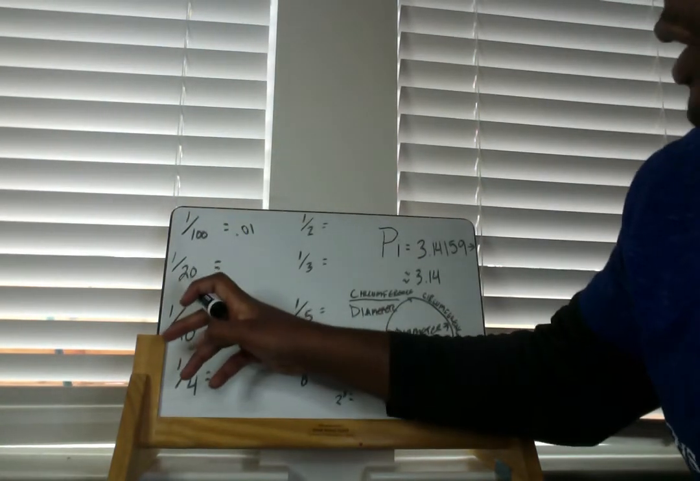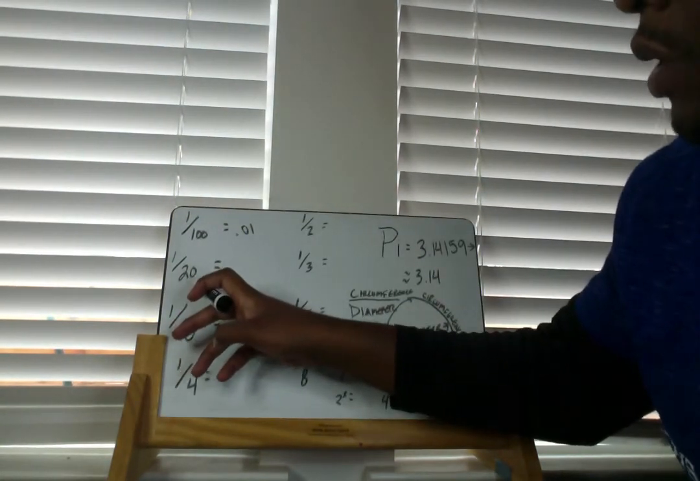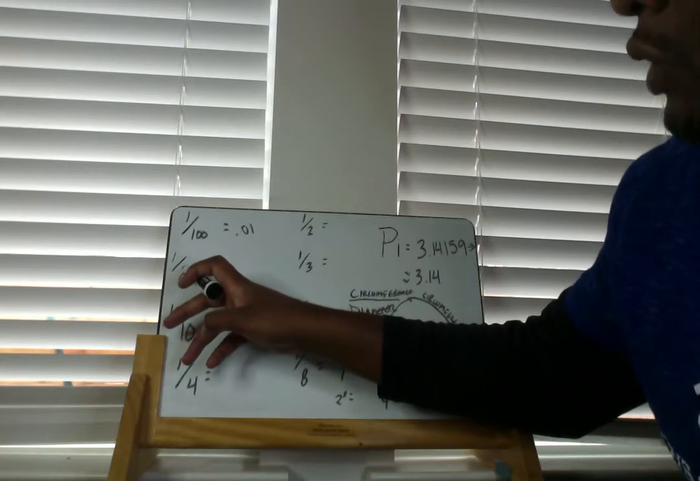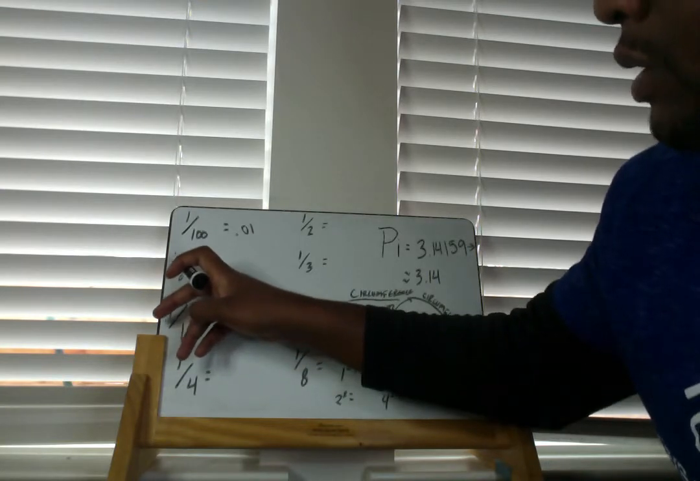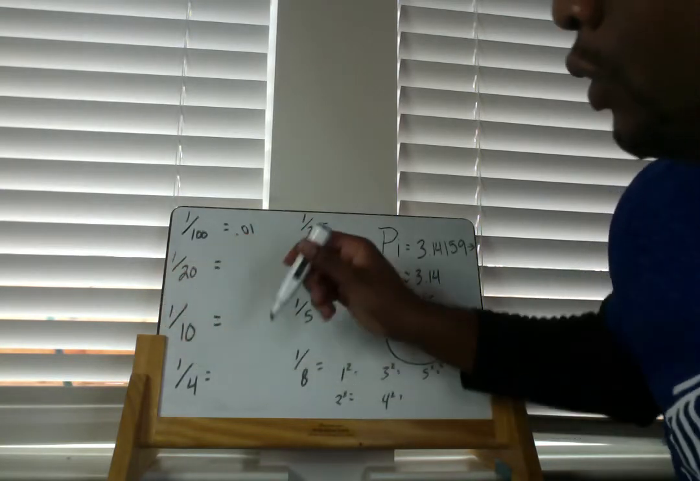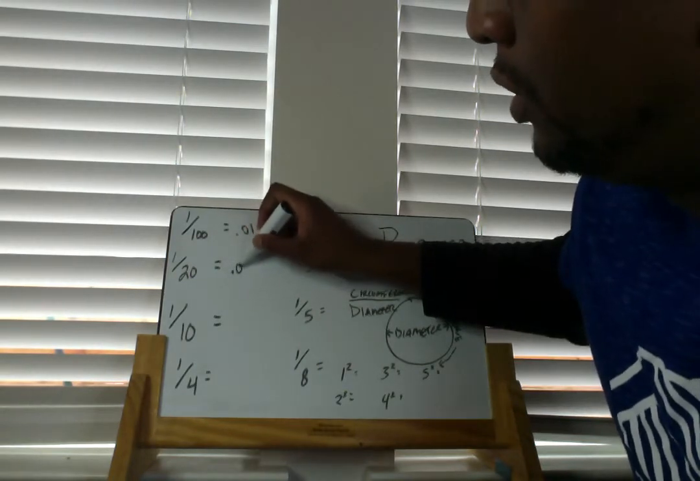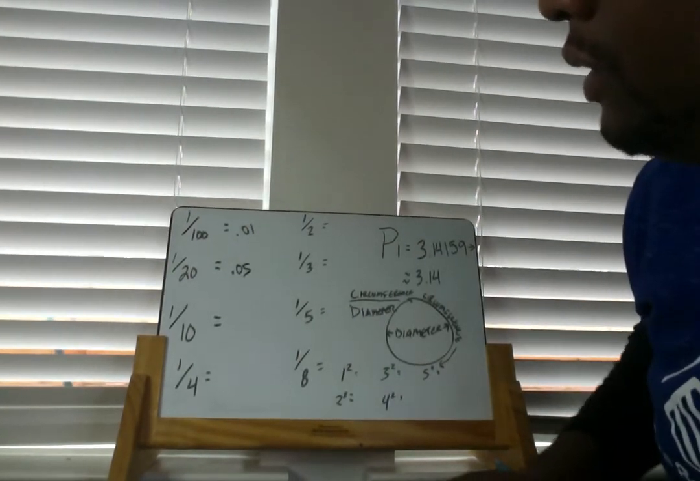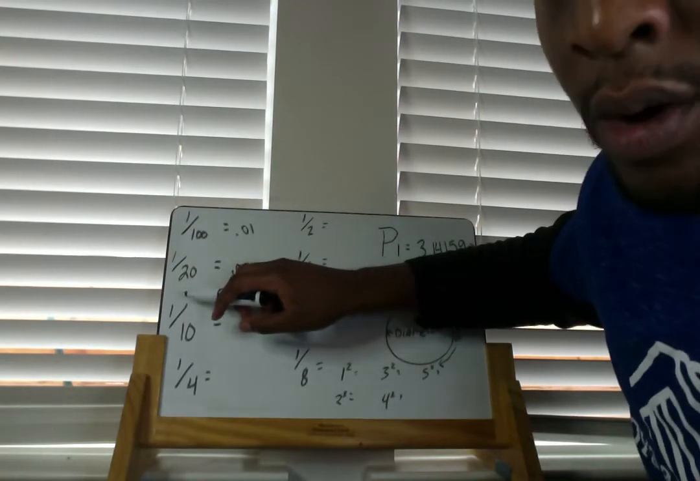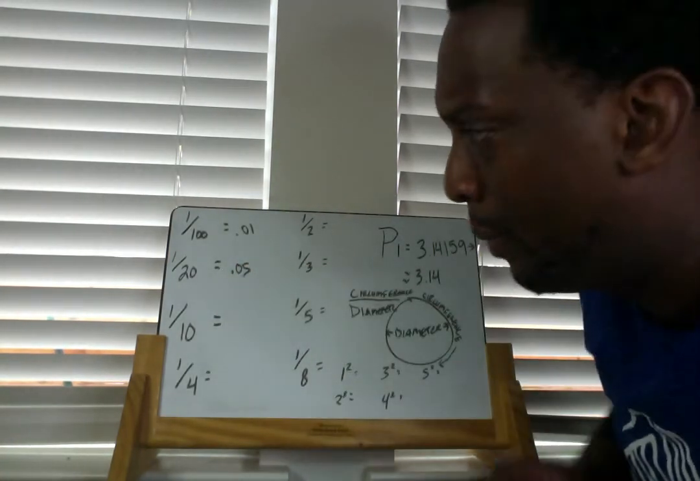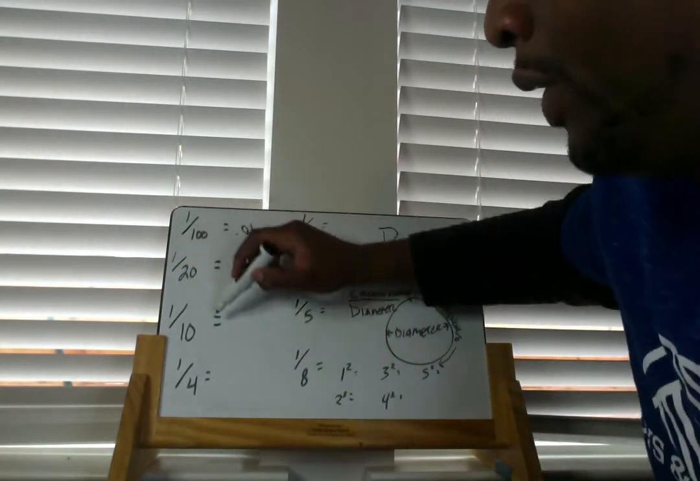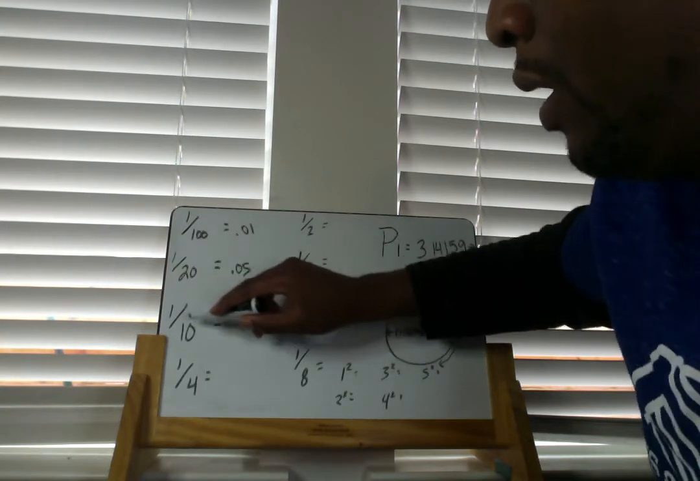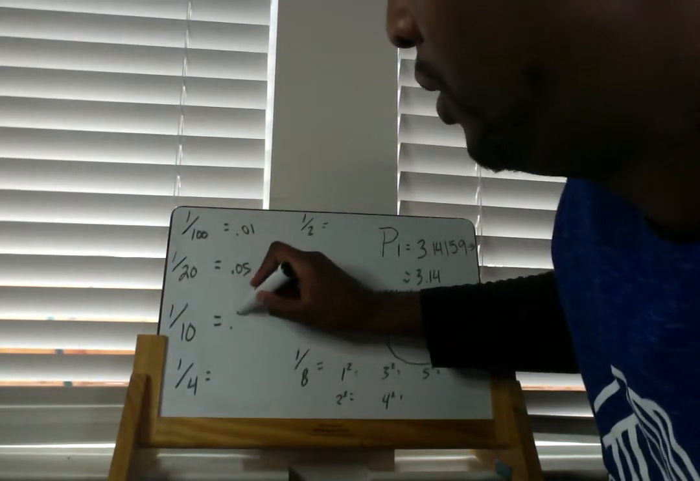1/20, this is actually the value of a nickel. So this is saying, what goes into $1 20 times? A nickel goes into $1 20 times. 0.05, five cents. Okay, here you have 1/10. You're basically saying, hey, what goes into $1 10 times? And that's going to be a dime.